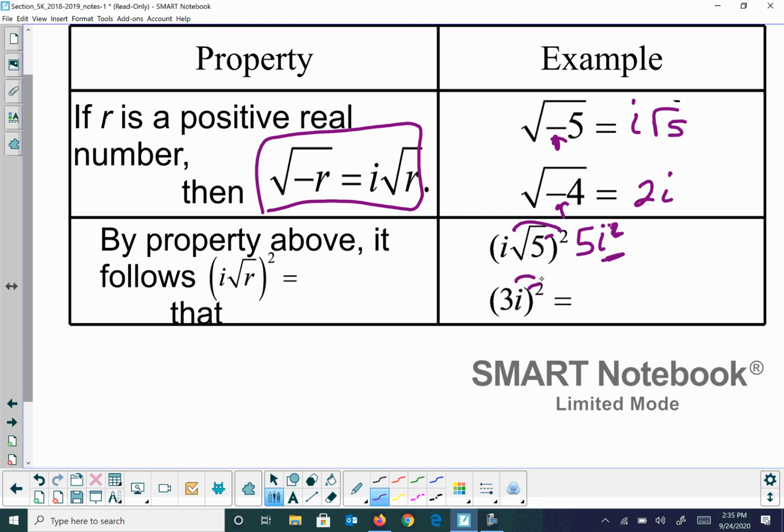This next one, this distributes to both. So I'd get 9 because 3 squared is 9. i squared is i squared. And again, we're going to talk about what i squared means in a little bit.